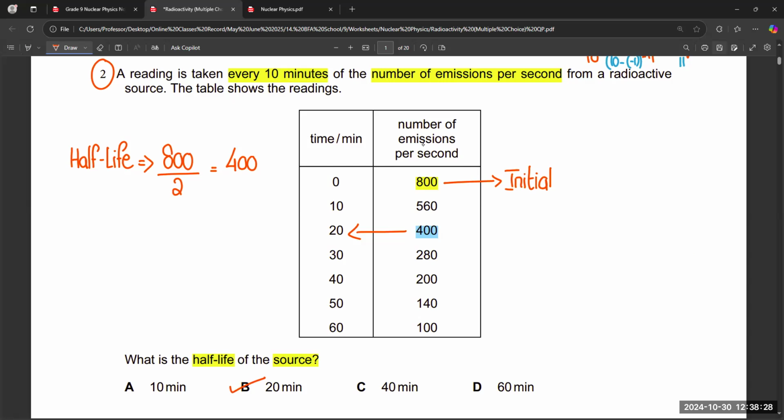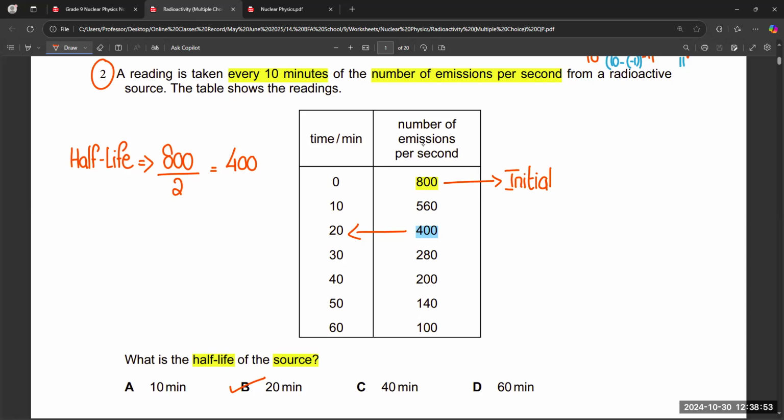So always remember, whenever we solve questions of half-life, we consider the initial value. We divide it by 2 because of half-life. Sometimes the targeted values are given, but in this question, targeted values are not given. They just ask a general question: what is the half-life? Because values are already given in your table, the values of time and the number of emissions.